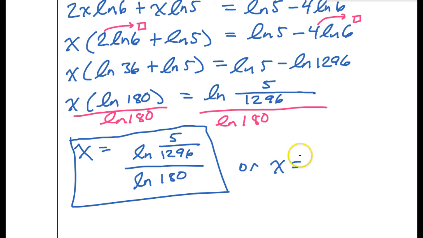If you have a scientific calculator, obviously you can type this in. So can someone give me the decimal answer? Negative 1.0702.